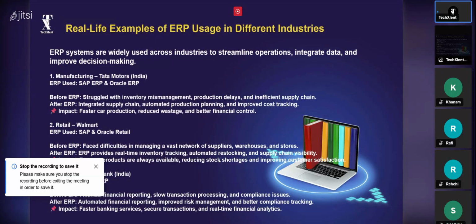But after implementation, ERP provides real-time inventory tracking, automated restocking, and supply chain visibility. Again, what is meant by supply chain visibility? It means, from raw material to finished goods, how the process is going on and how the data is being stored. Everything is stored in a particular software. That only happens with ERP.